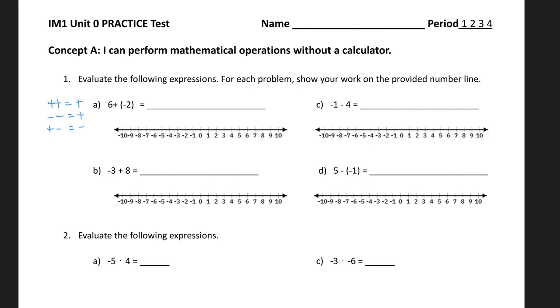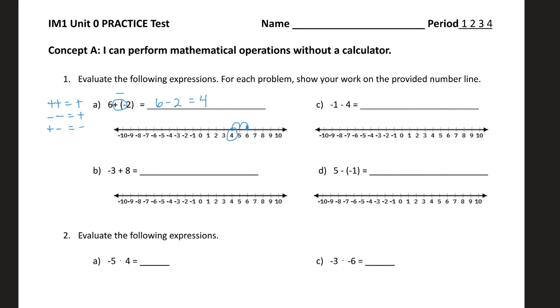So looking at A, I see two symbols right next to each other. I see a plus, minus, so we're going to rewrite that as just a minus. So this is 6 minus 2, and we want to show on a number line. So the first number is going to be the starting point. So I'm going to start at 6, and since we're subtracting, that means we're going to go left. So 1, 2, wherever you end up is your answer. So 6 minus 2 is 4.